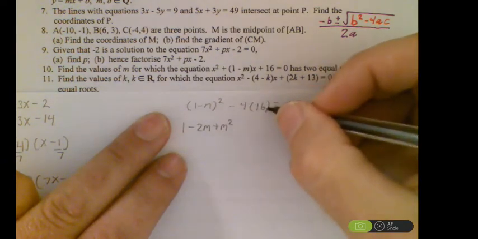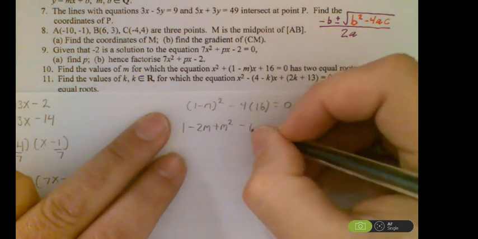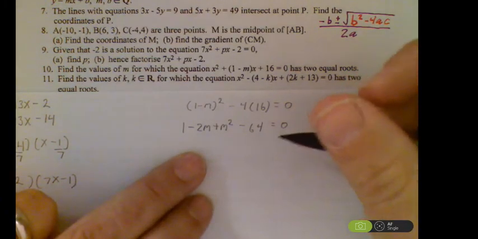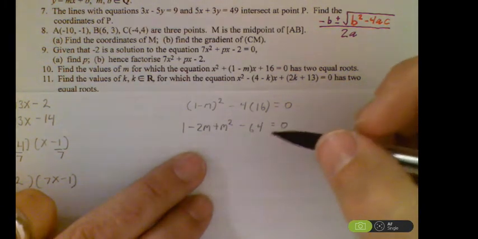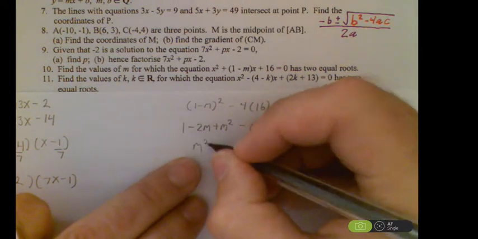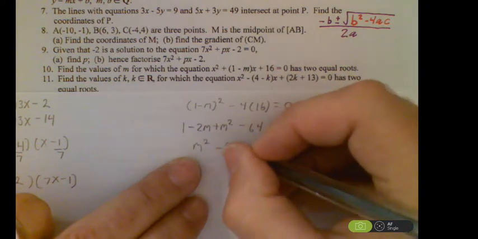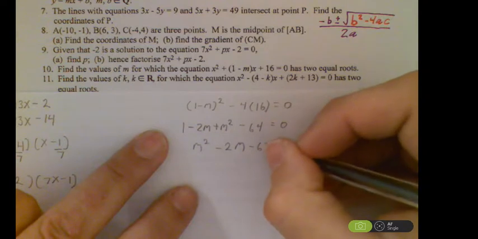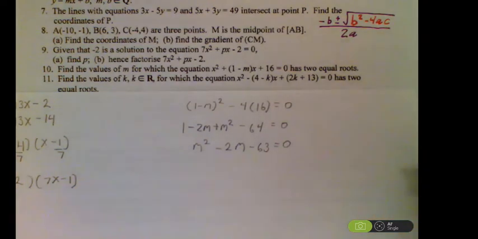And then I'm going to bring down, that would be minus 64. So we are again kind of back to the quadratic scenario here where we're solving for m. So just to order things, I would say m squared minus 2m, and then if we combine those, I got negative 63 equaling 0. And you can solve that any way you like.